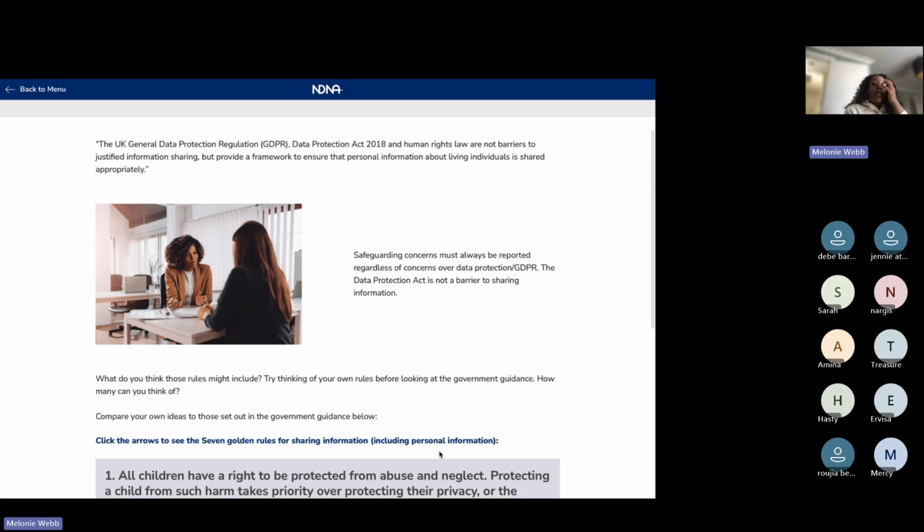The UK General Data Protection Regulation, GDPR, and human rights laws are not barriers to justified information sharing, but provide a framework to ensure that personal information about living individuals is shared appropriately. So this is going back to what Jenny was talking about. Safeguarding concerns must always be reported regardless of concerns over data protection. The Data Protection Act is not a barrier for sharing information.